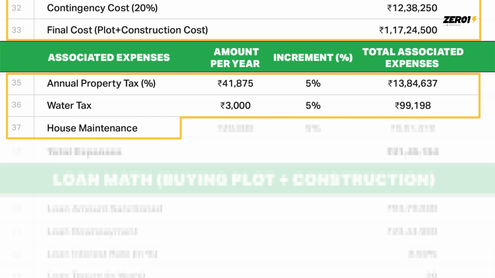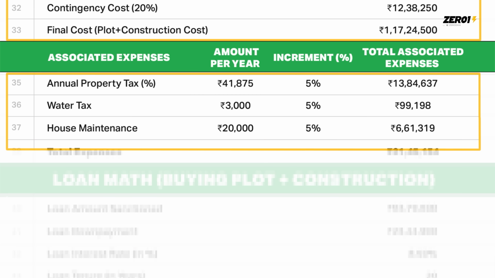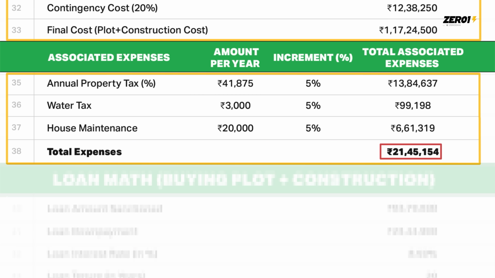Then there's maintenance. I'll put this at 20,000 rupees a year. Although I think this could be much higher, but let's keep it at 20,000 for now per year. And a 5% increase over 20 years. This is 6.61 lakhs. Okay. Then we have, once we add all this up, this total cost over 20 years is 21.45 lakhs.